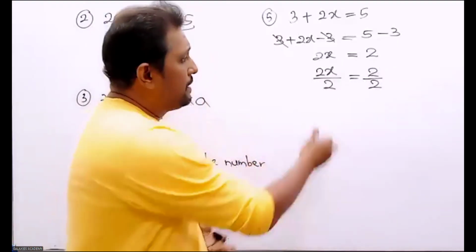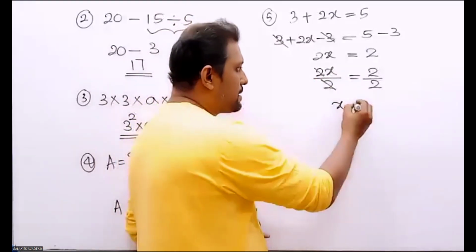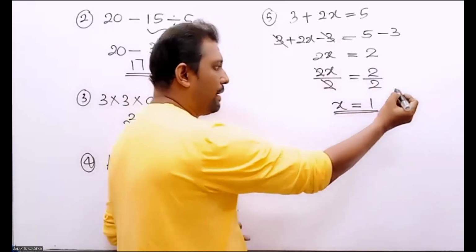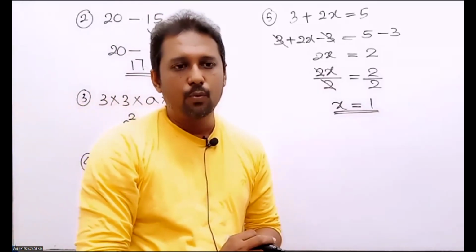Right? Then this multiplication 2 and division 2 cancel. x equals 2 divided by 2. What is the value? 1. So the fifth question answer is x equals 1.